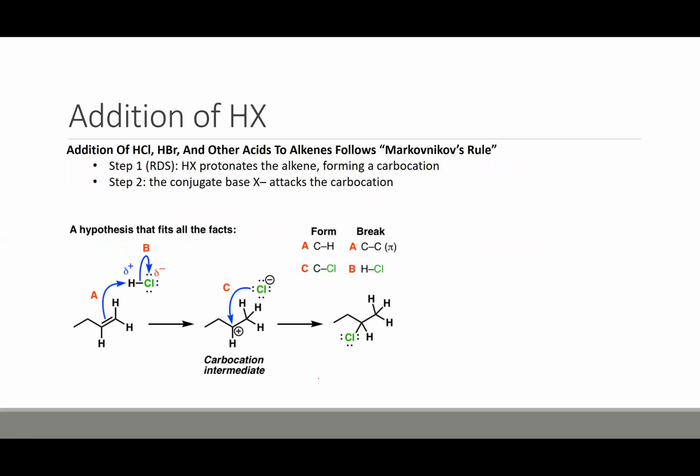So now we're going to delve into each of these reactions. I've shown you the general idea of the reaction and generally the mechanism for how the addition occurs, but let's break these down. So first, we're going to explore this HX type of addition. When you have addition using HCl, HBr, or any other acids in general to an alkene, all of these additions follow what we just went over, which is Markovnikov's rule.